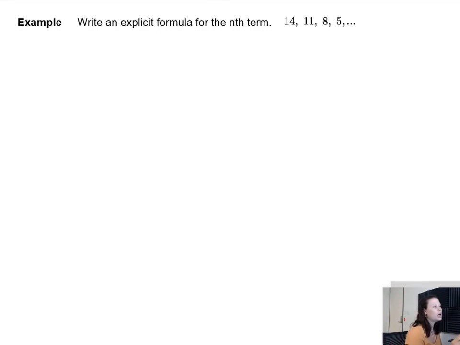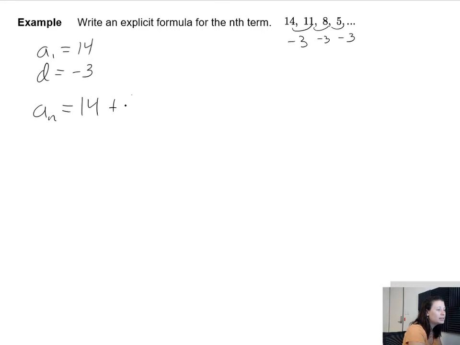Okay, so common difference first. Here, 14 to 11 is negative 3, 11 to 8 is negative 3, 8 to 5 is negative 3, so we're good there. So we know A1 is equal to 14. We know then that d is equal to negative 3. So then An is equal to 14 plus n minus 1 times d, which is negative 3. There we go. That's it. That's all we needed to do.